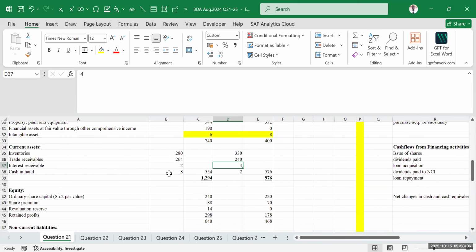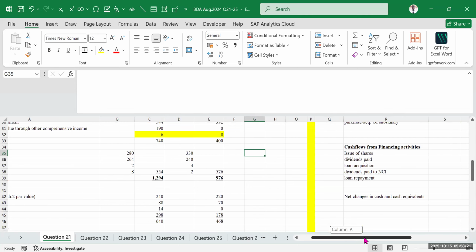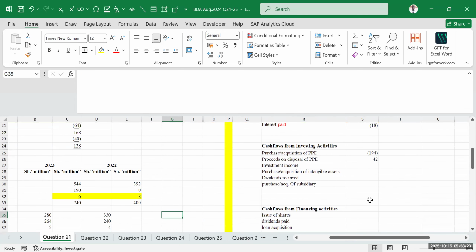What does the difference represent? There was a receivable of 10, and we are closing with 2. Now, from 10 to 2, the difference is 8 million. What does that 8 million represent? That's what we are going to follow up on.